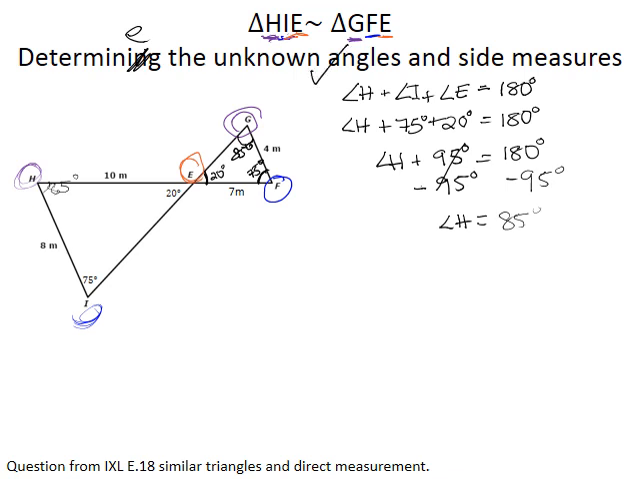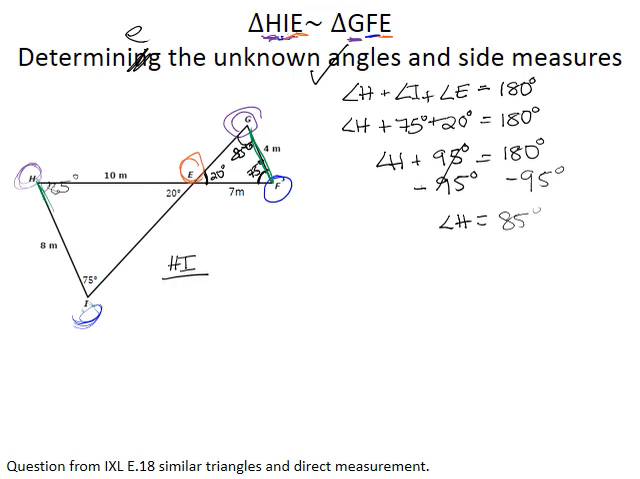So now I've solved the unknown angles, and now I need to do side measures. This is where it gets a little bit interesting. Now it's important that you write it correctly. Let's start with our known sides. There are two corresponding sides that we know both of. And that's this side right here, sides HI and side GF. So I'm going to write them as a proportion.